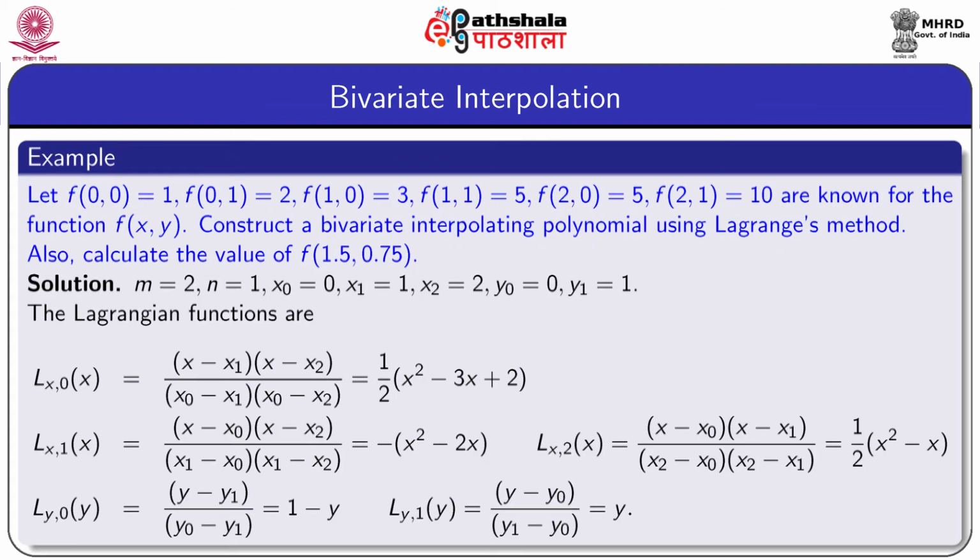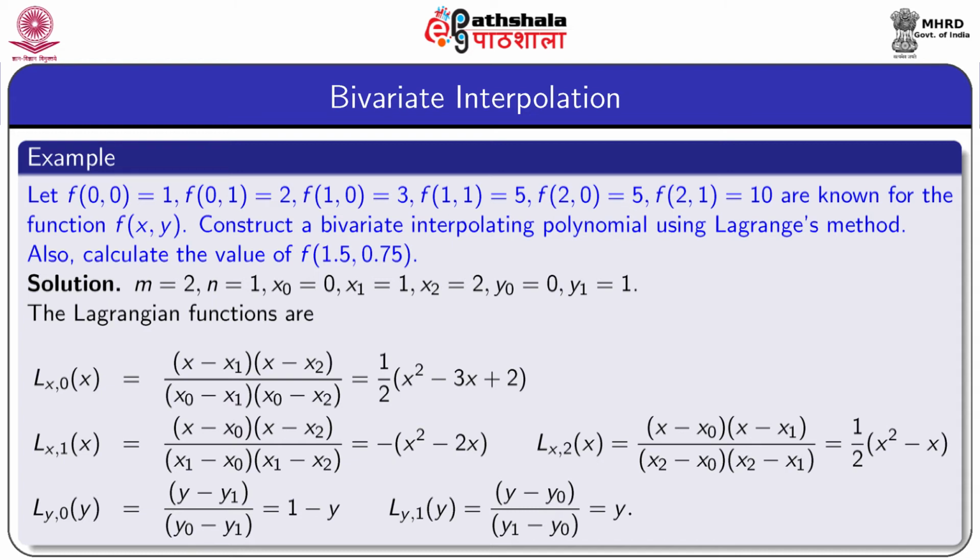So, for this problem, m equal to 2, and n equal to 1, that means x0 equal to 0, x1 equal to 1, x2 equal to 2, that means the number of arguments of x is 3, and y0 equal to 0, y1 equal to 1. The Lagrangian functions are Lx0 of x equal to x minus x1 into x minus x2 whole divided by x0 minus x1 into x0 minus x2. After substituting the values of x0, x1 and x2, this expression reduces to half into x square minus 3x plus 2.